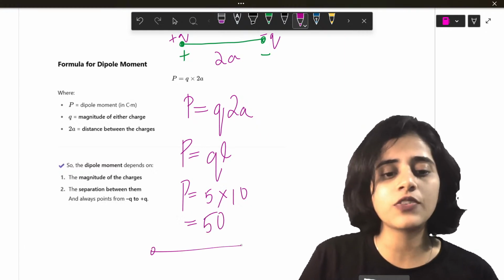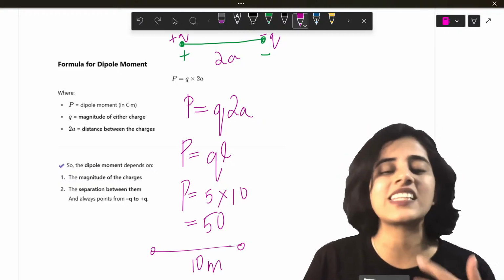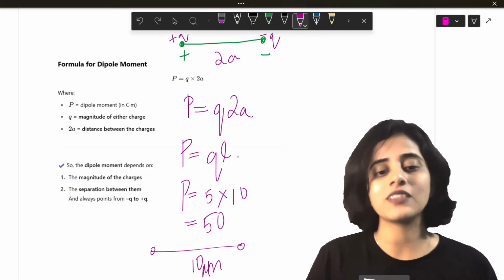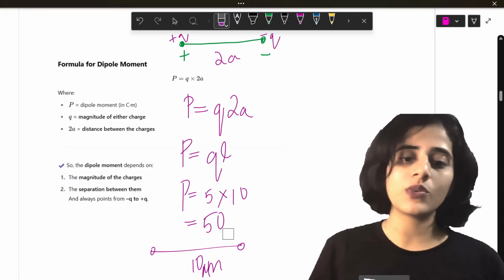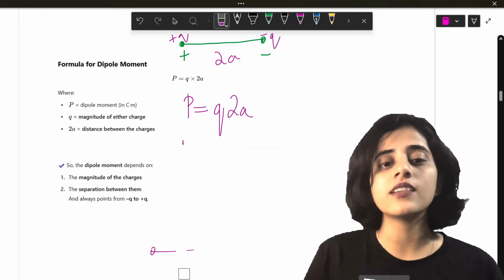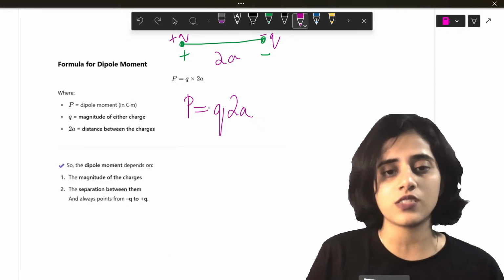If you have the two charges and they are at a distance of 10 meters, that is too much, it's very small. So 10 micrometer we'll put. Then it's 50. So that's all. So dipole moment is basically the charge times the distance between the two charges.